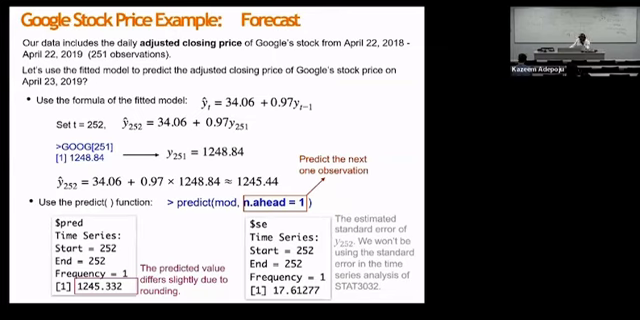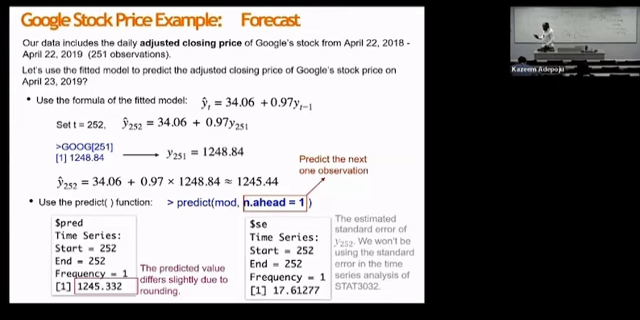Don't ever try making a prediction without first subjecting your model to diagnostic testing. Now, what do you want to do? The model stops at 250, right? If you know what we simulated, okay? See, our data include the daily adjusted closing price of Google stock from 2018 to April 22, 2019, which is going to be 251 observations.